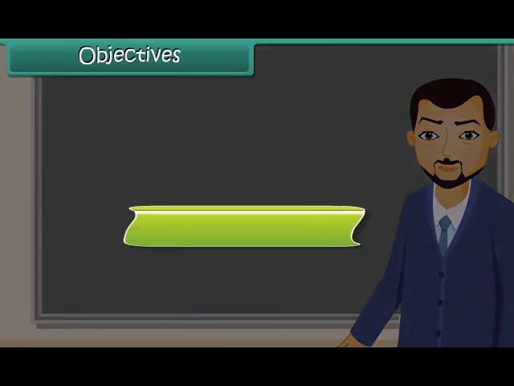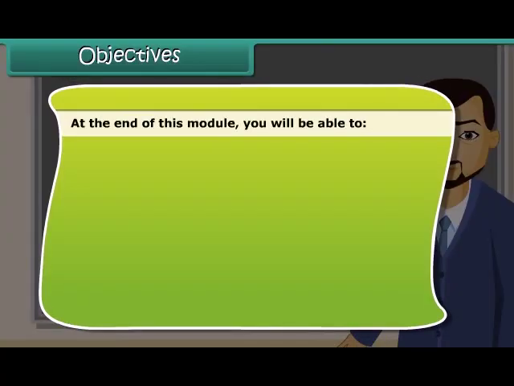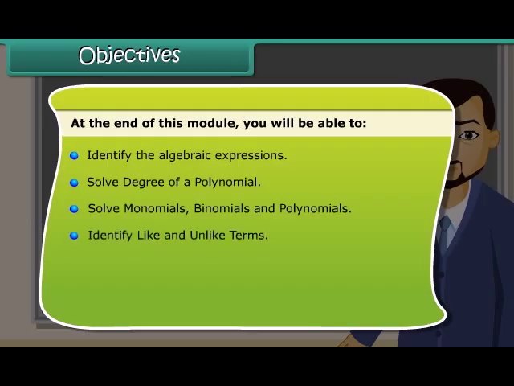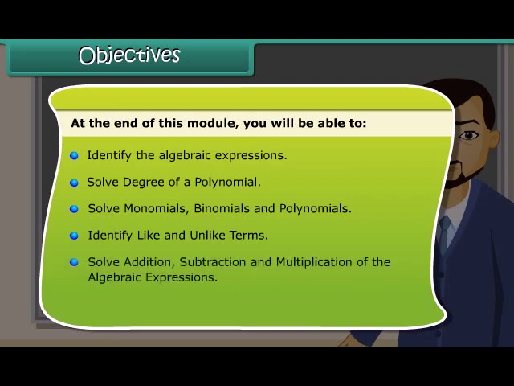Objectives. At the end of this lesson, you'll be able to identify algebraic expressions, solve the degree of a polynomial, identify monomials, binomials, and polynomials, identify like and unlike terms, solve addition, subtraction, and multiplication of algebraic expressions, and describe identity and standard identities.